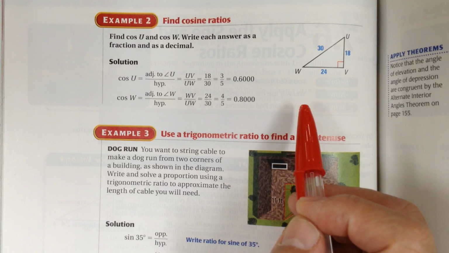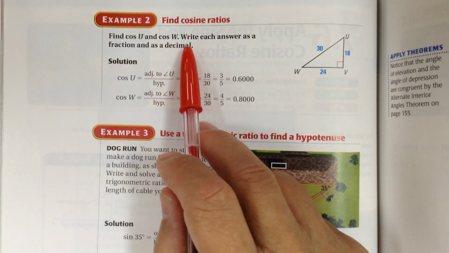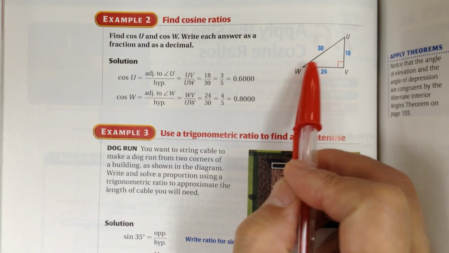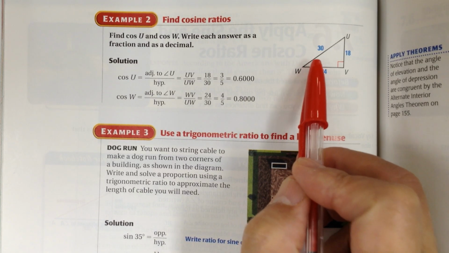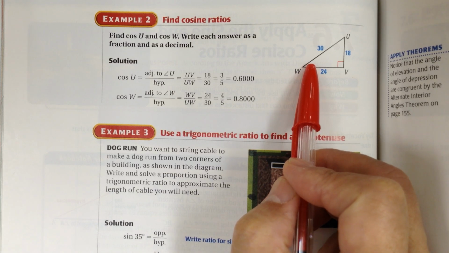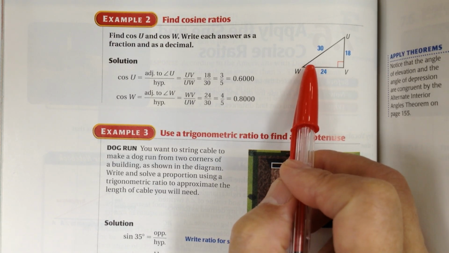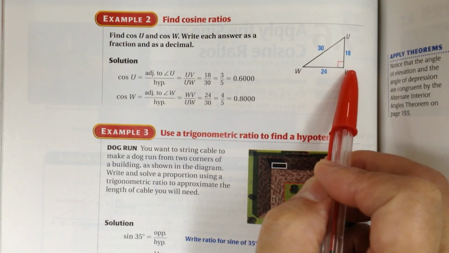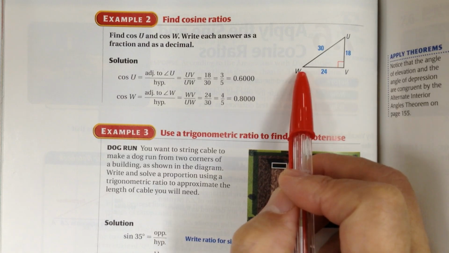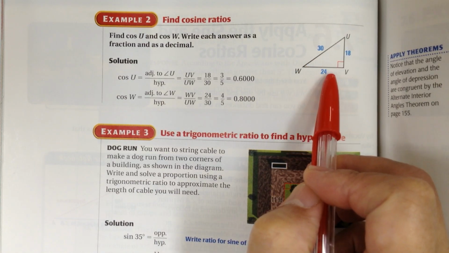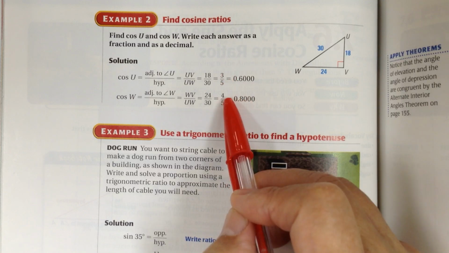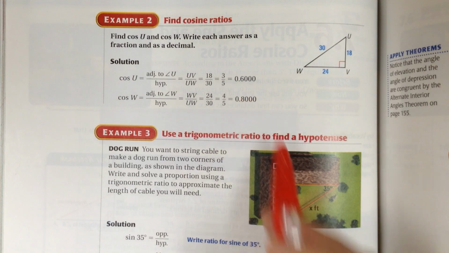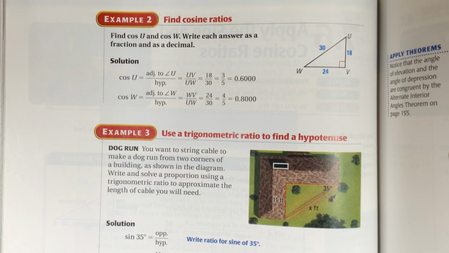Okay. Now to find the cosine of W, again, this is the angle that is your reference. So you have to base on this angle. So cosine of W would be adjacent over hypotenuse. So it would be WV over UW. So it would be 24 over 30. And again, you reduce, you get that. Okay, now let's go to example 3.